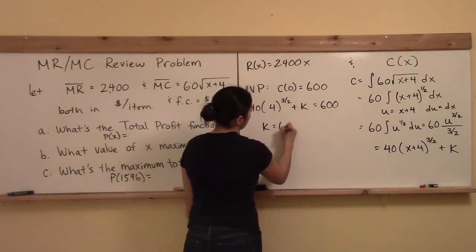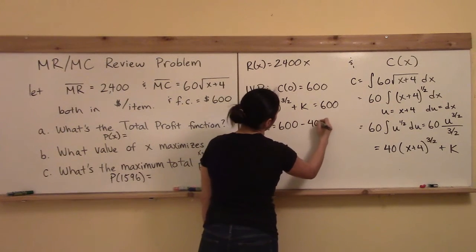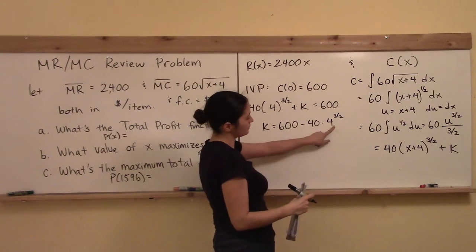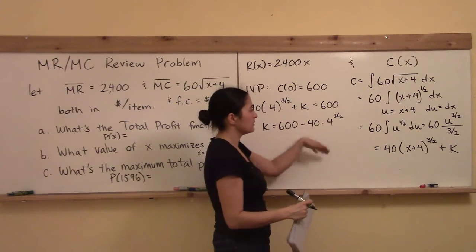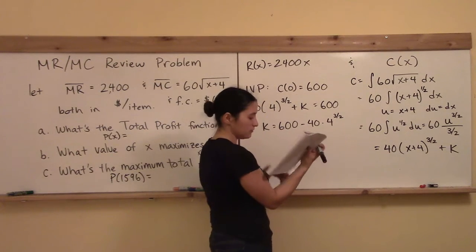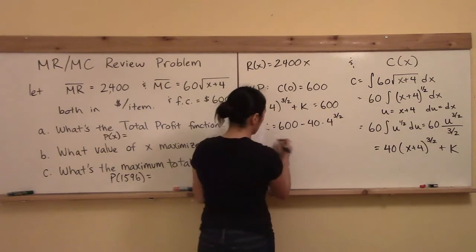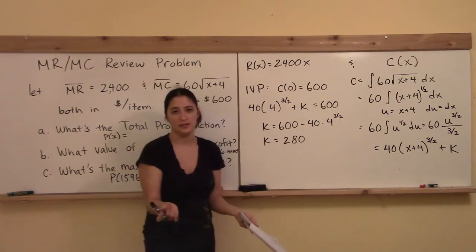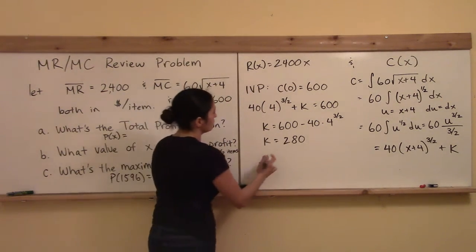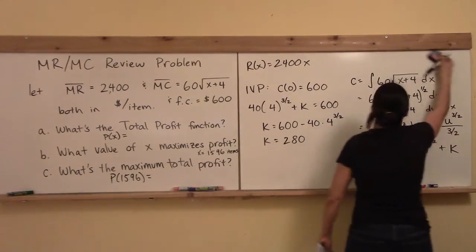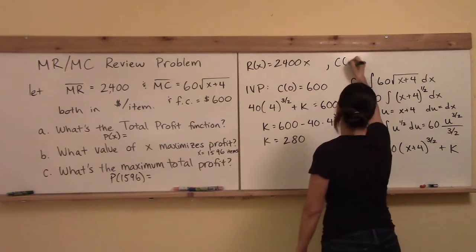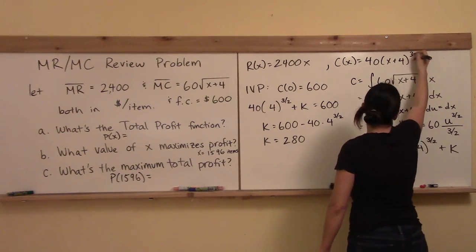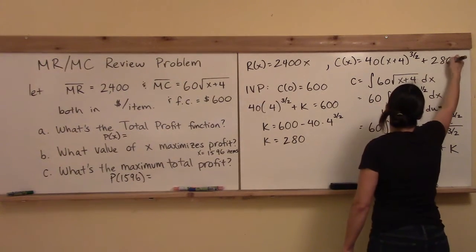And so K turns out to be equal to 600 minus 40 times 4 to the 3/2. This is actually equal to 8 because the square root of 4 is 2 and that cubed is 8. But if you wanted to use a calculator just to make sure you don't mess this up, you should get K is equal to 280. Okay? So K is equal to 280. So in conclusion, I could actually say that R of x is equal to that, and C of x is equal to 40 times x plus 4 to the 3/2 plus 280.